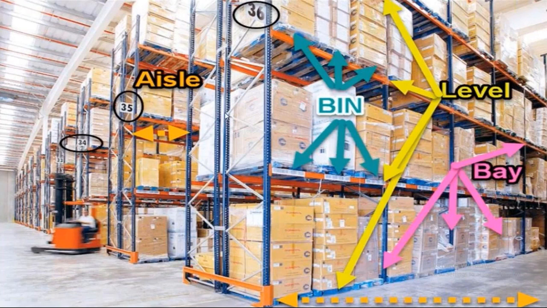So first, we have to understand the warehouse and how we have to divide the entire warehouse into multiple storage types, depending on the type of materials that you're handling. And then the warehouse is split into multiple storage types, and then further they are divided into multiple sections.